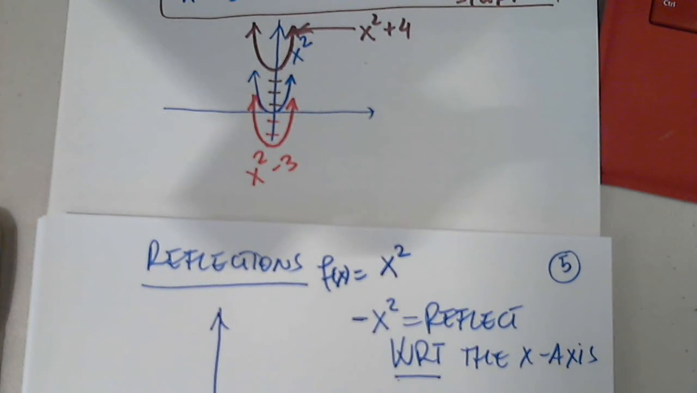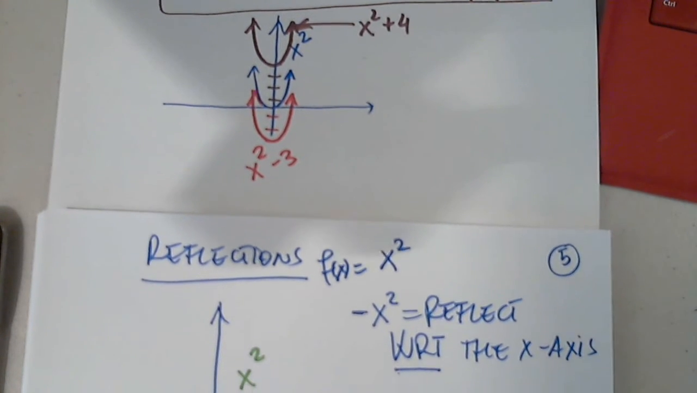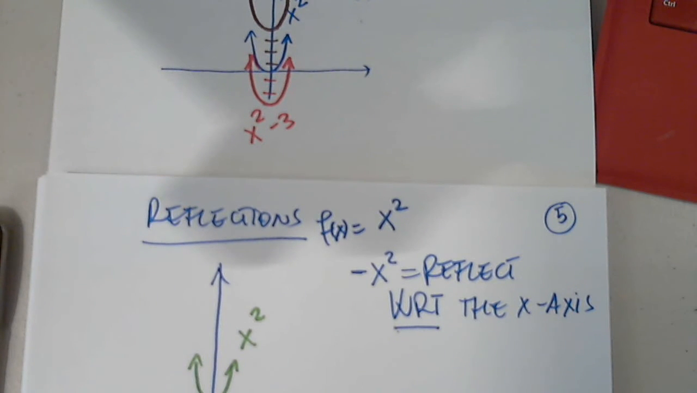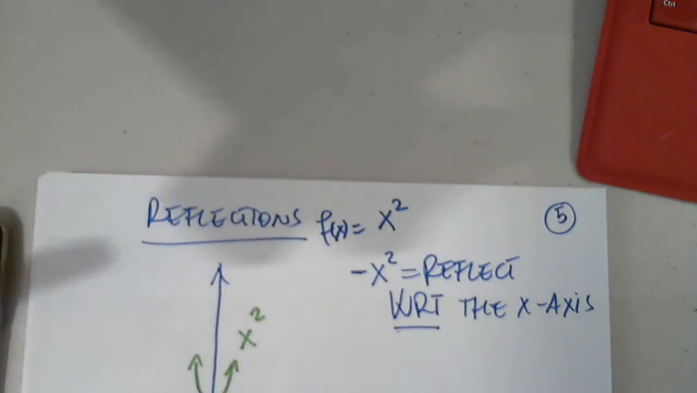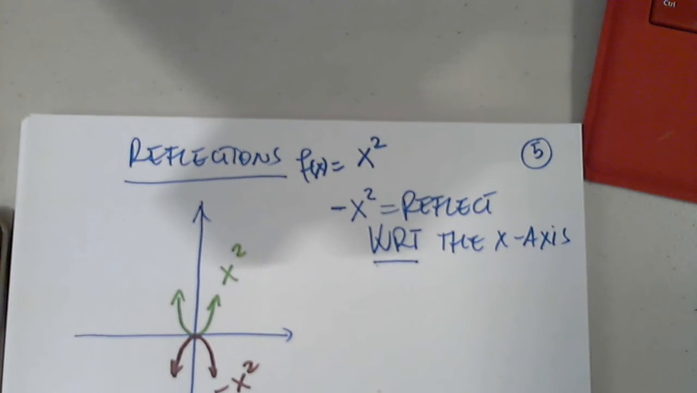So here's again the graph of x squared. And the graph of negative x squared will be this. It's reflected with respect to the x-axis. One last transformation that I would like to mention. Stop me if you have questions, please. Any questions? Anyone? Okay.